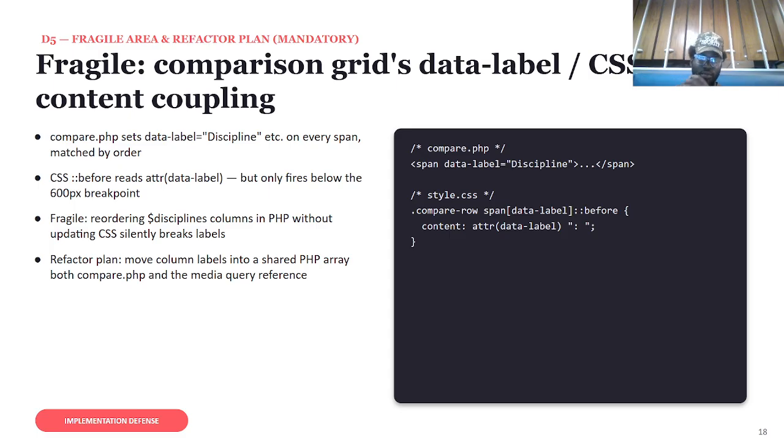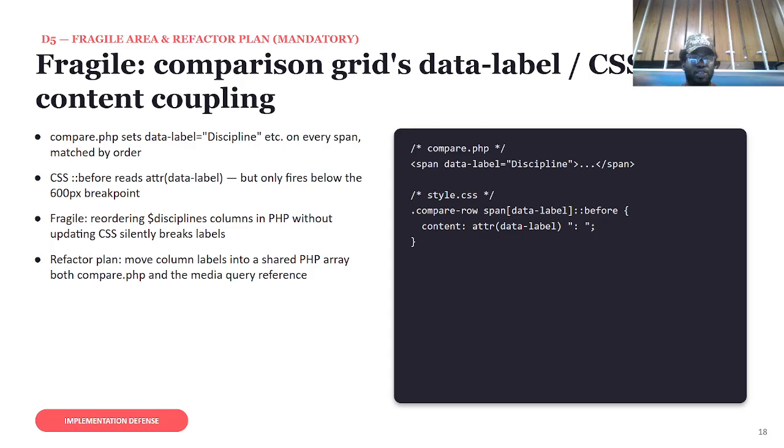My refactor plan would be to pull the column label list into the PHP as its own array, and have compare.php generate the data-label attributes from that array in a loop instead of typing them by hand. So there's actually one source of truth. And to verify the refactor didn't break anything, I'd rerun my QA checklist at all 3 breakpoints and confirm the mobile labels still match their values.